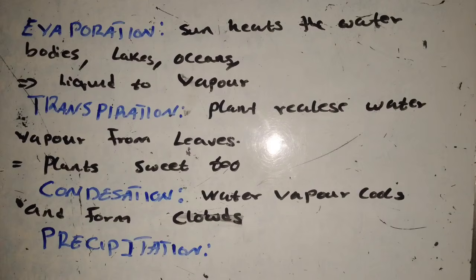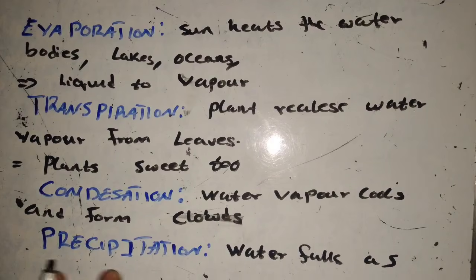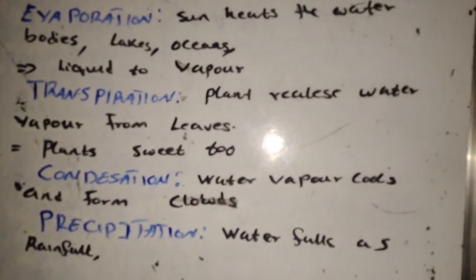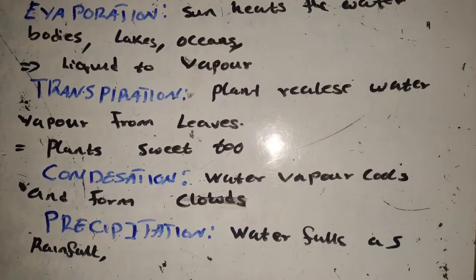So under precipitation, here you can just say that water falls as rainfall. Okay, and this rainfall can be in liquid form or snow. We've experienced rains that are in snow form. So when you hear precipitation, just know that they're talking about the rainfall.